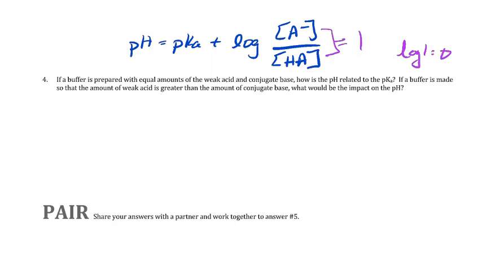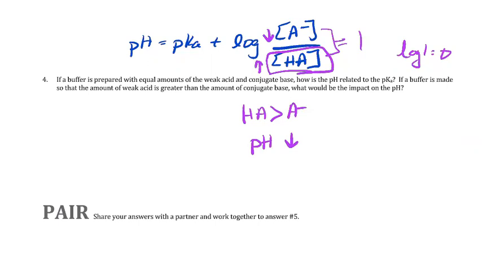So if a buffer is made so that the amount of weak acid is greater than the amount of conjugate base, what would be the impact? So if we increase the amount of weak acid, what's going to happen? So that would mean that HA would be greater than A minus. So this unit down here at the bottom would go up and this one would go down. So what would your effect be on pH? Well, in that case, our pH would drop, right? If we have more acid, your pH is going to drop.